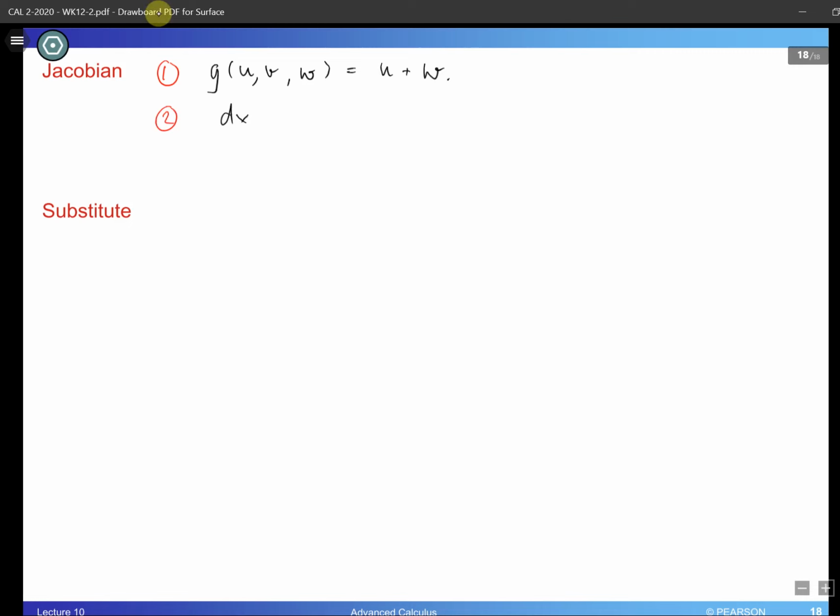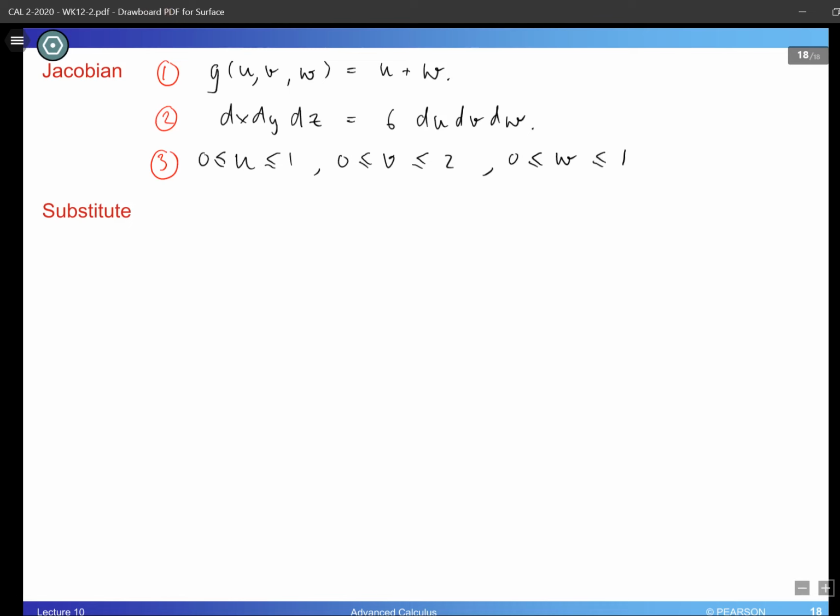dx, dy, dz equal to the Jacobian determinant, which we found to be 6, and the new differentials du, dv, dw. And the boundaries, all of them. u is between 0 and 1, v is between 0 and 2, and the last one, w, is between 0 and 1.